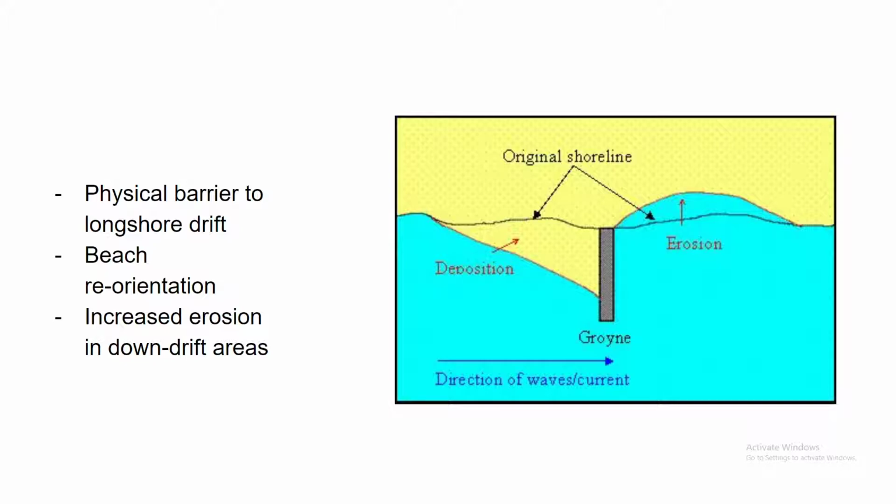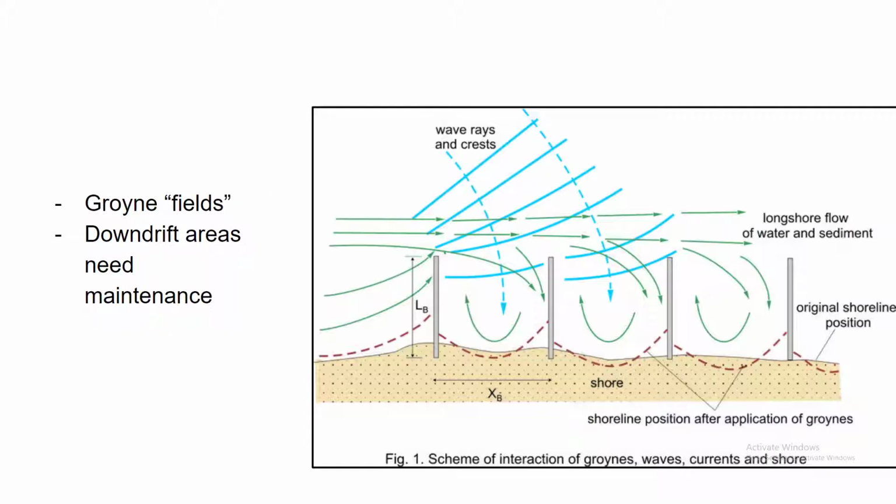A caveat to this is that any beach sections on the downdrift side from the groin will receive a reduced amount of sediment and therefore reduce in size and be more exposed to erosion. This is also why groins are often found in a group or field. It reduces this effect and more efficiently builds up a beach over a larger area. Downdrift areas, however, will still require regular nourishment and upkeep to reduce downdrift erosion and keep sediment buildup consistent.